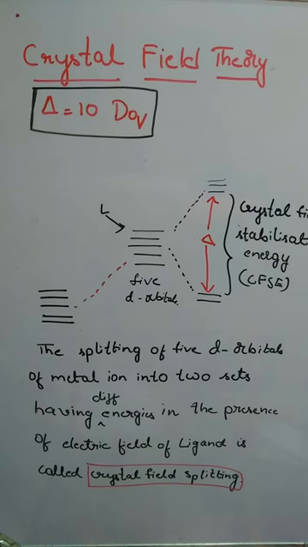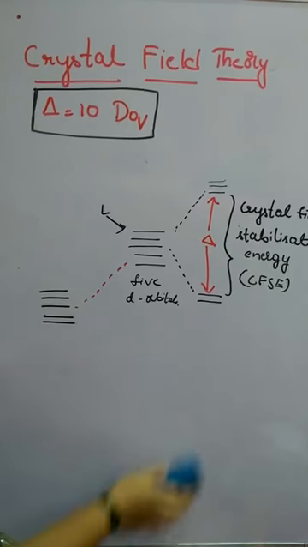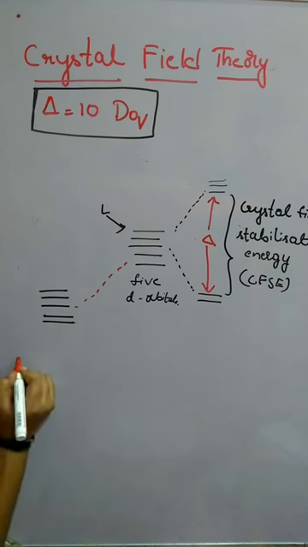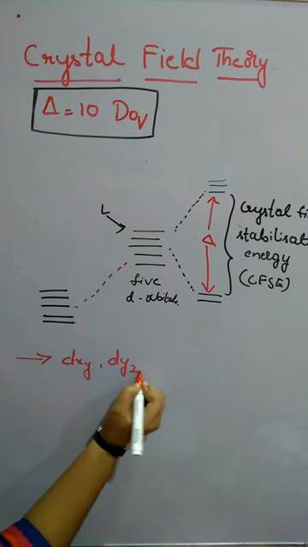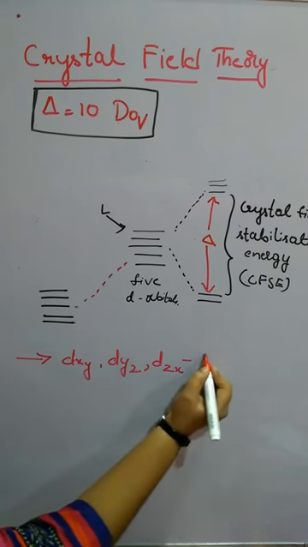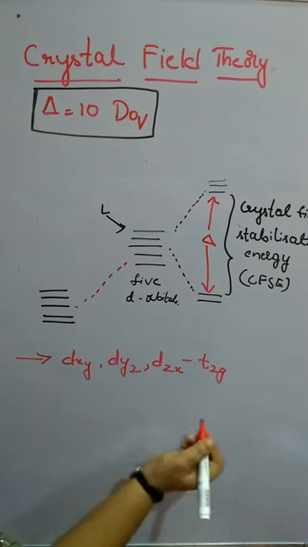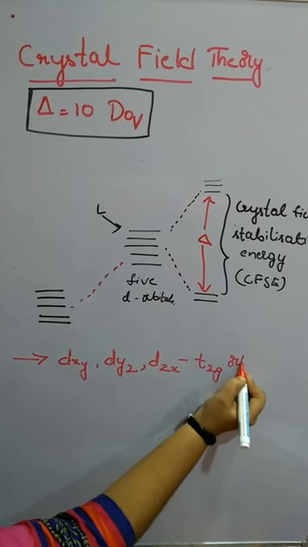And a few more important things. We have split the d orbitals into two sets. These are dxy, dyz, and dzx. These are called the t2g set or t2g orbitals.